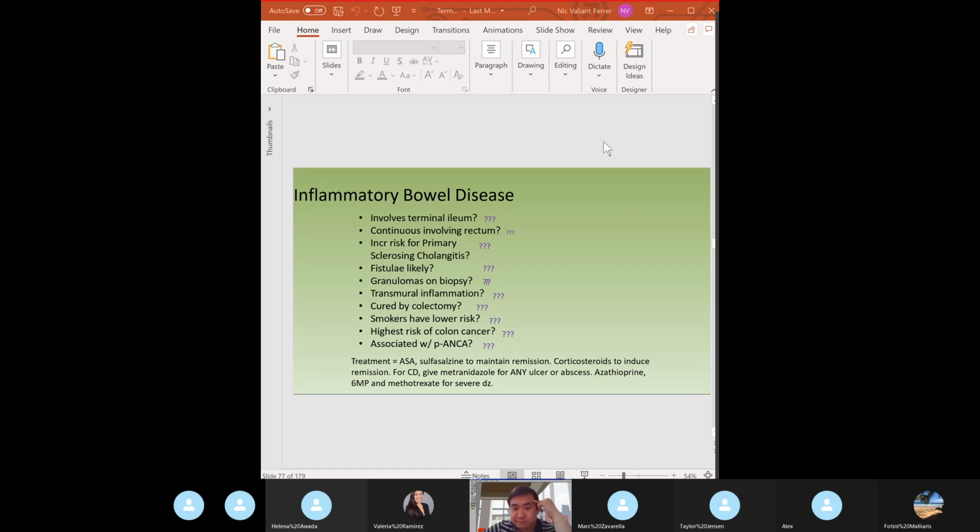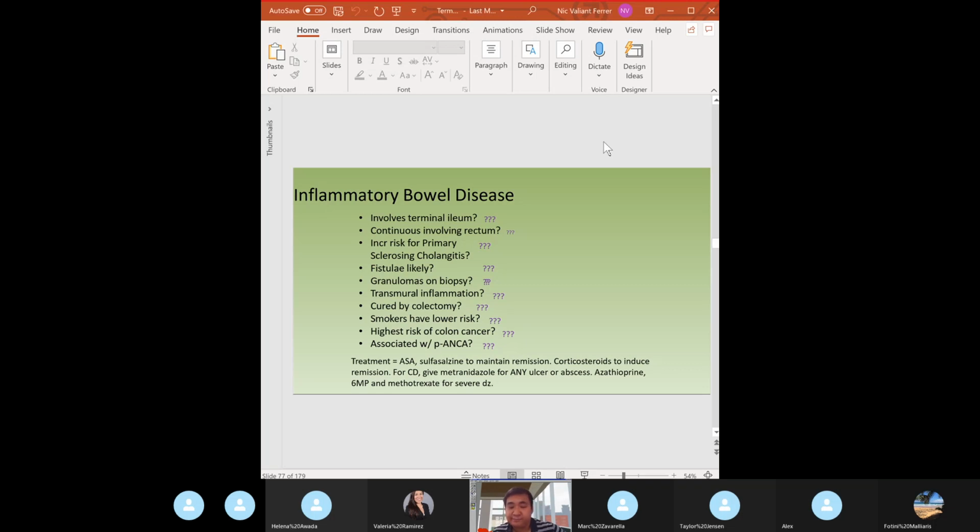Highest risk of colon cancer. UC or Crohn's? UC. So this is another reason why you may need to do a colectomy. Right? p-ANCA is associated with UC. How about Crohn's? ASCA, Saccharomyces cerevisiae. Don't forget that one.